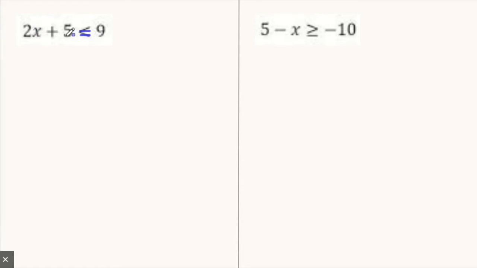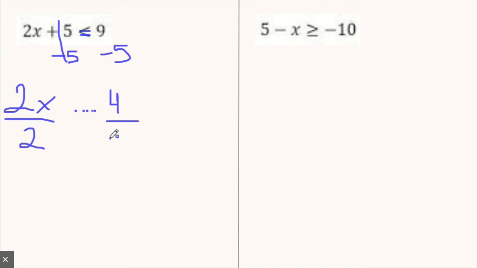How we would solve this if it was an equal question would be to move 5 this way by subtracting 5 from both sides. That would give us 2x, the 5's cancel out, equals, let's put dots instead of equals, 9 minus 5, which is 4. And then we would just divide each side by 2 to get rid of this, and be left with x. 4 divided by 2 is 2.